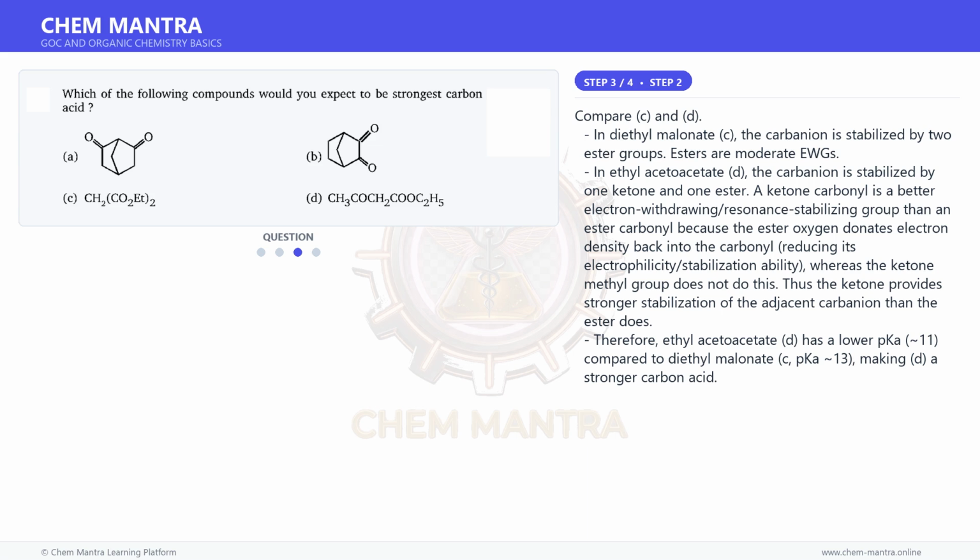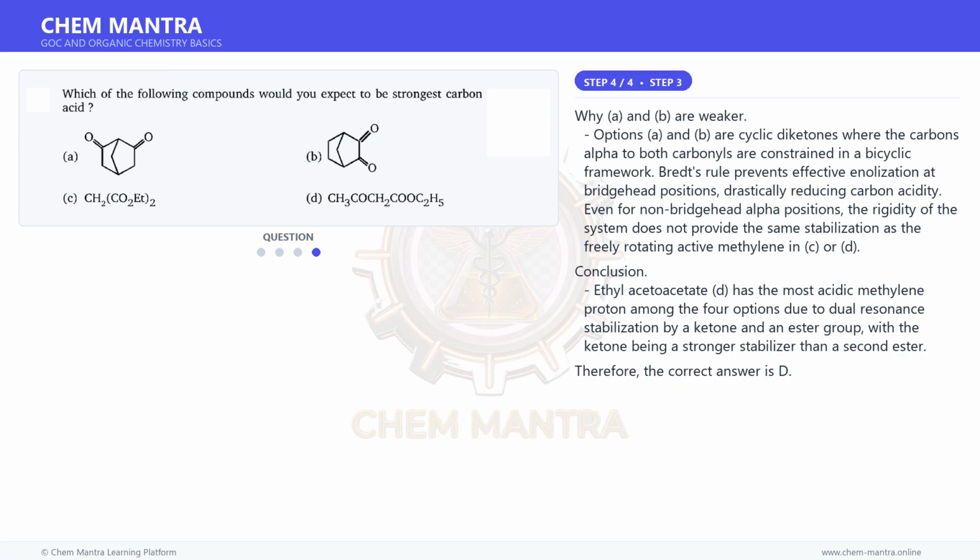Thus, the ketone provides stronger stabilization of the adjacent carbanion than the ester does. Therefore, ethyl acetoacetate, D, has a lower pKa, 11, compared to diethyl malonate, C, pKa 13, making D a stronger carbon acid. And for the final step, why are A and B weaker?